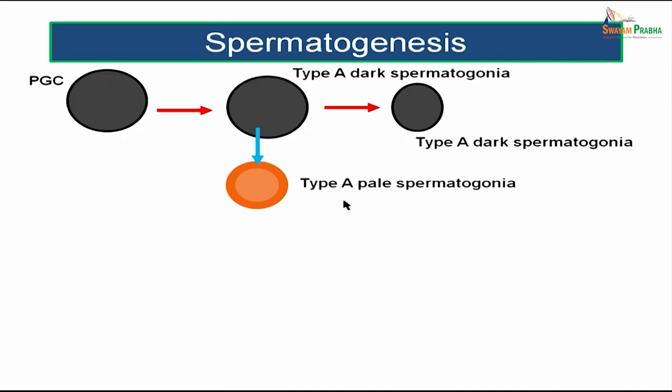It is the pale type which is responsible for further development. That is, type B spermatogonia is formed from type A pale spermatogonia. And what happens to the remaining type A dark spermatogonia? They again form type A pale spermatogonia. So for spermatogenesis to happen, we need type A pale spermatogonia. That is the important point.